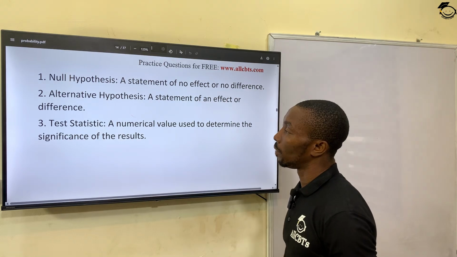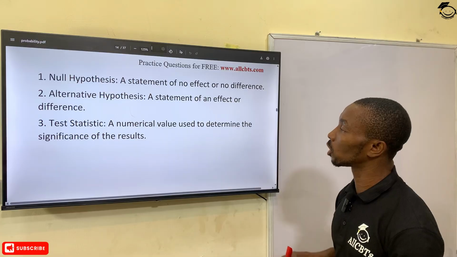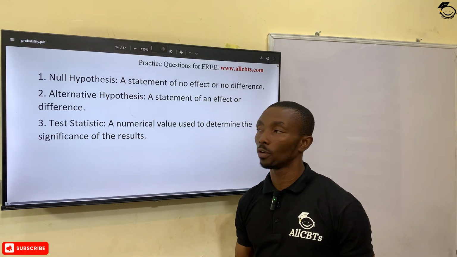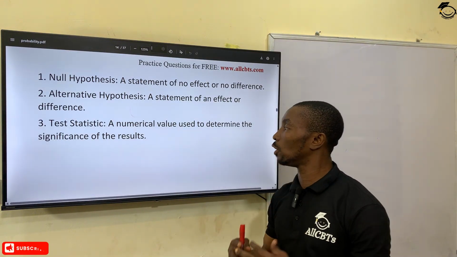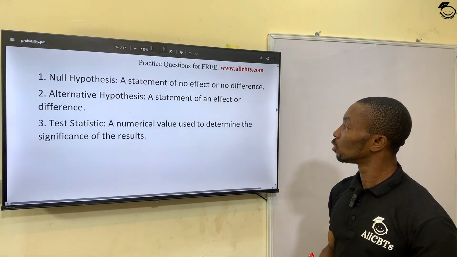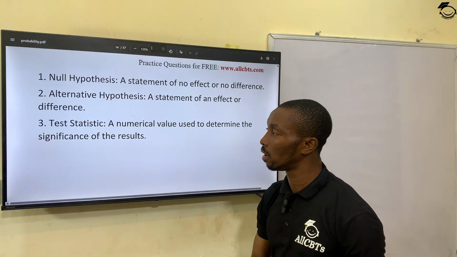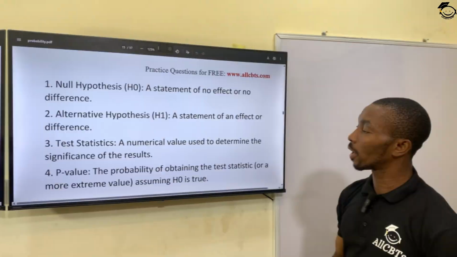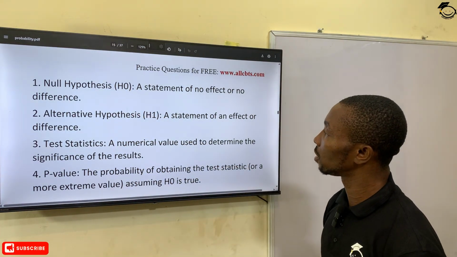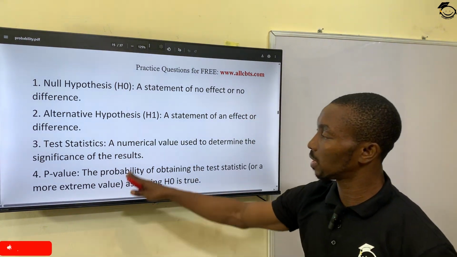Now, looking at our test statistics, this talks about a numerical value used to determine the significance of the result. Okay, a numerical value used in expressing or used to determine the significance of our result is referred to as our test statistics. Okay, next we've talked about our null hypothesis, which is our H0, our alternative hypothesis, which is our H1, our test statistics.